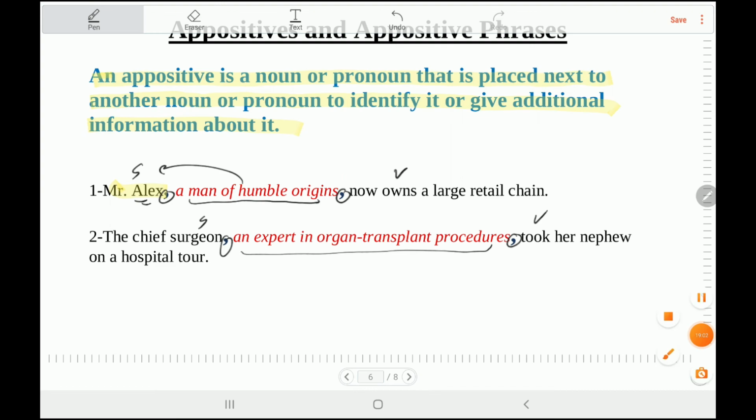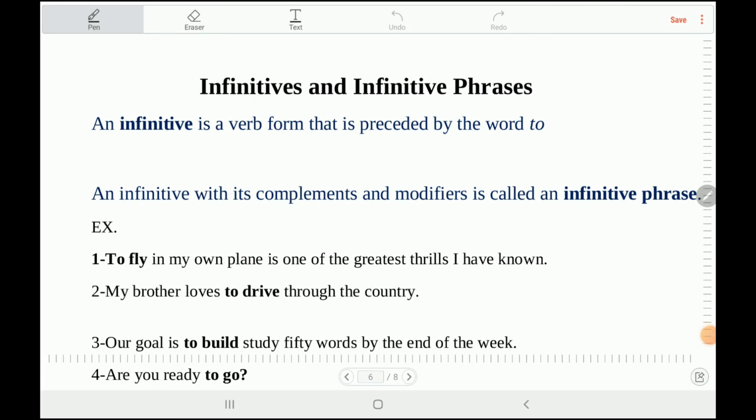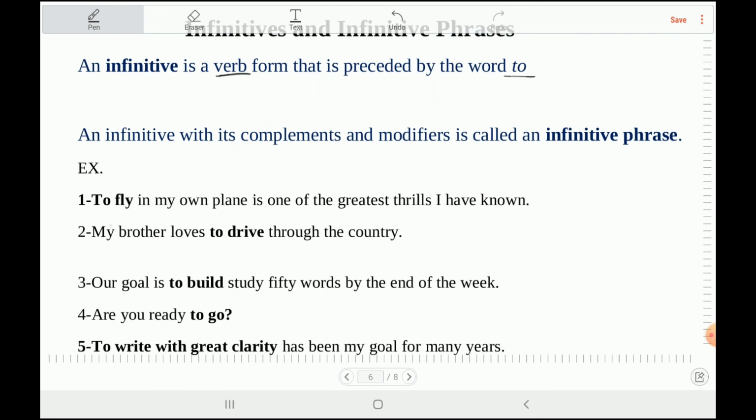Next one. The last one is called the infinitive and infinitive phrase. An infinitive is a verb form that is preceded with "to." It means you put "to" before the verb and it is no longer a verb. So when you say "To fly in my own plane is one of the greatest thrills I have known," "to fly" is called an infinitive, and "to fly in my own plane" altogether is called an infinitive phrase. The verb here is "is." So the infinitive is the easiest one of them: just put "to" before the verb and it changes it.